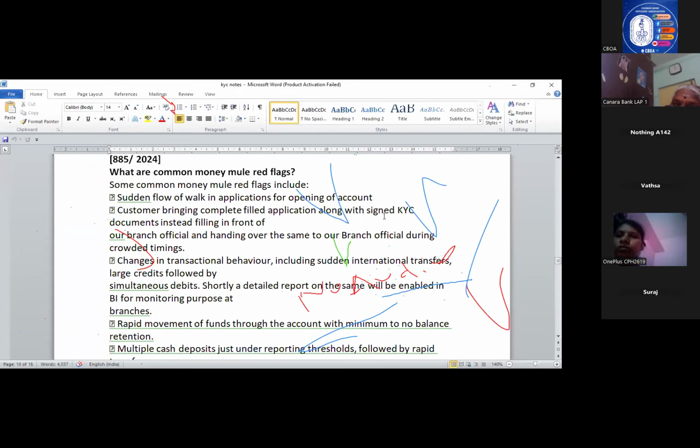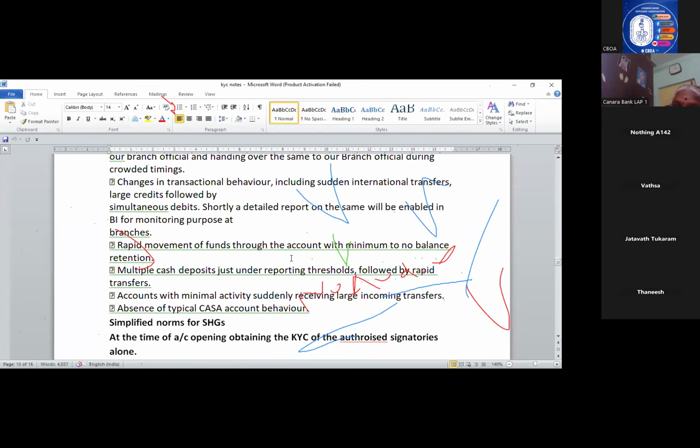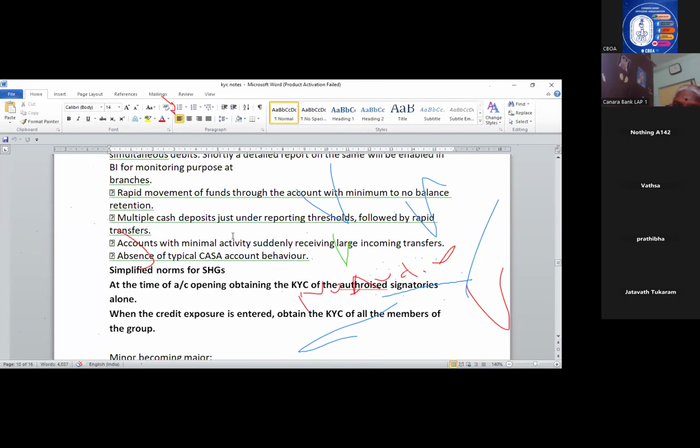They say sudden flow of walk-in applications for opening the account, customer bringing a completely filled-in application along with the signed KYC documents, instead of filling in front of us, and changes in the transactional behavior, including sudden international transfers, large credits, and immediately, simultaneously, debits also happening. Rapid movement of funds through the account with minimum or no balance retention, multiple cash deposits reporting more than the thresholds, followed by rapid transfers. Okay. These are some of the activities that happen in the money mule accounts.